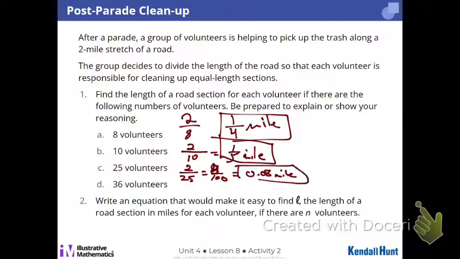Not even 1/10 of a mile, man. If you get a lot of volunteers, it's not too bad, huh? Unless there's lots of horses, still bad there. All right, D, who can tell me what they did?